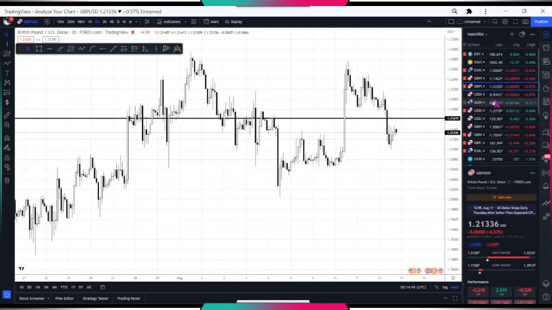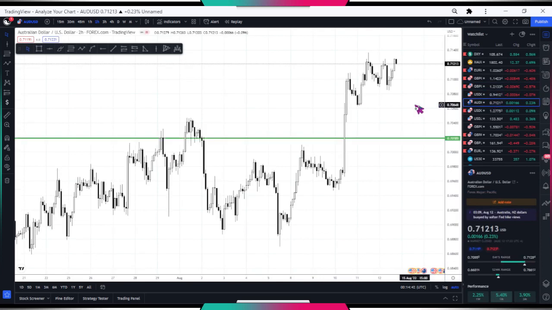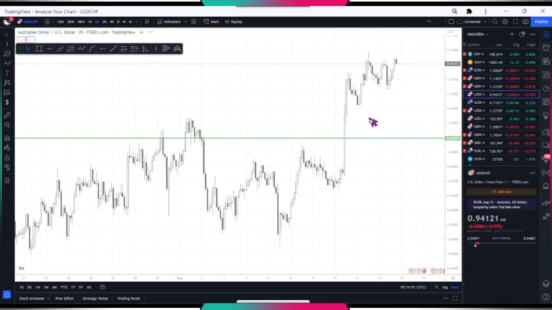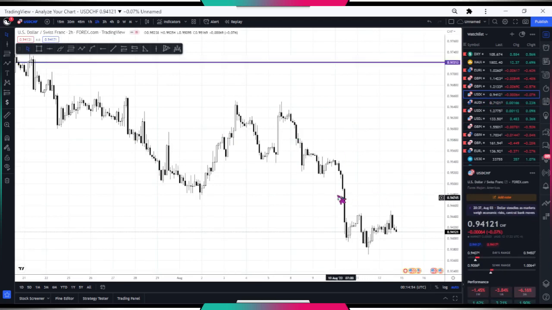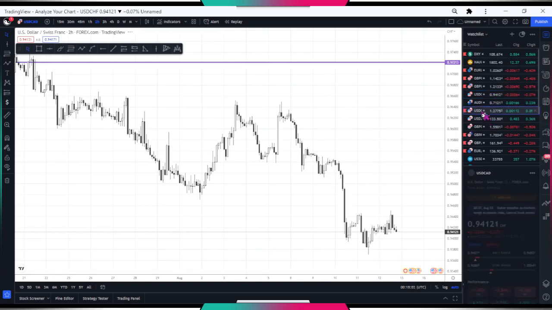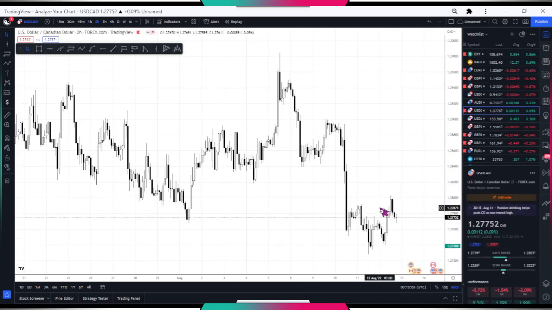Okay, same with AUDUSD. This was bullish. Then for the USD-XXX pairs like USDCAD, they were all bearish. USD Swiss franc was bearish and USDCAD was also bearish as of that Wednesday.